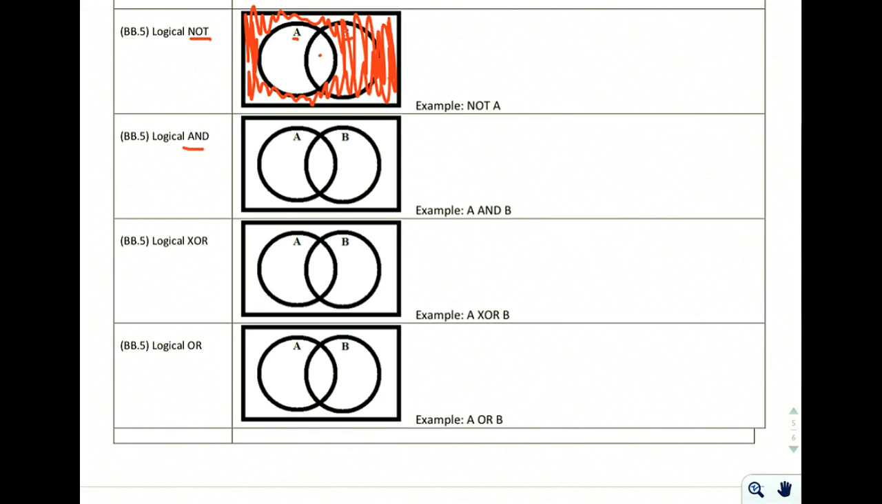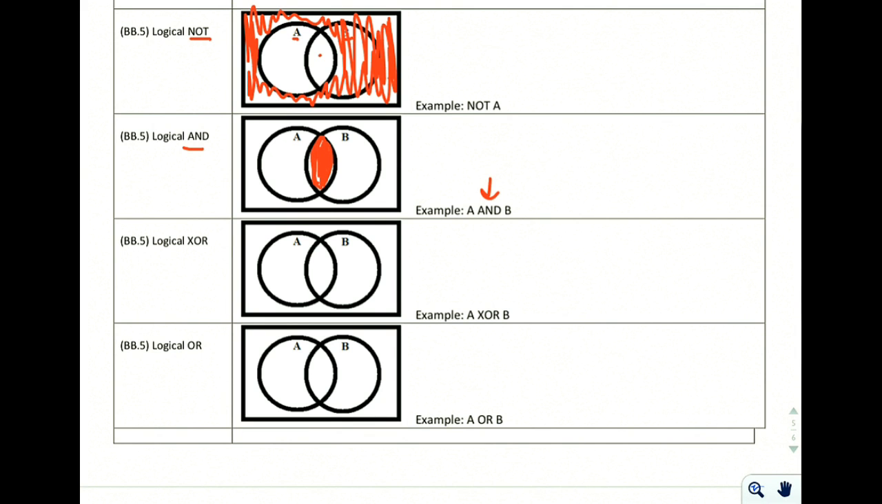The next one is and this is probably the most straightforward. Our example here is A and B. And A and B only occur in the area where the two circles overlap. And whenever you're thinking about Venn diagrams, generally this is what you'll think of is that overlapping region is A and B occurring at the same time.